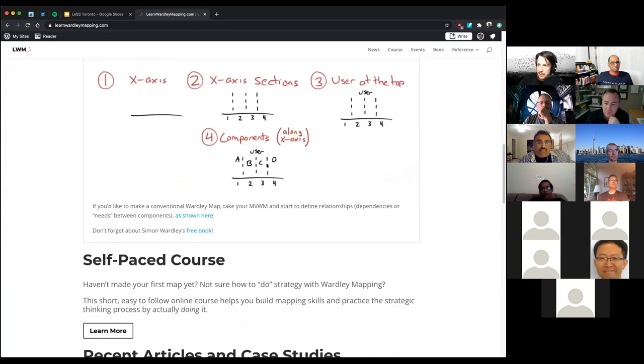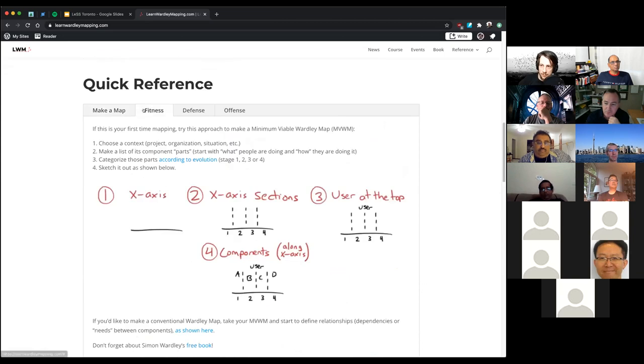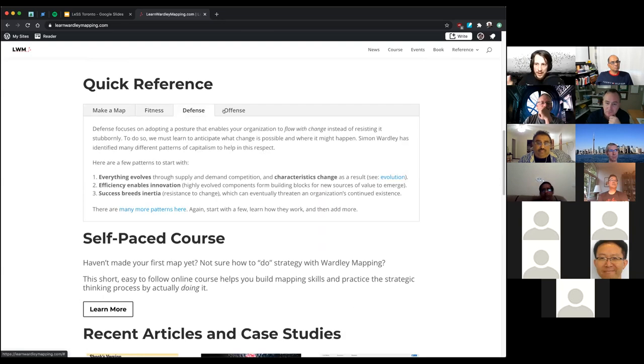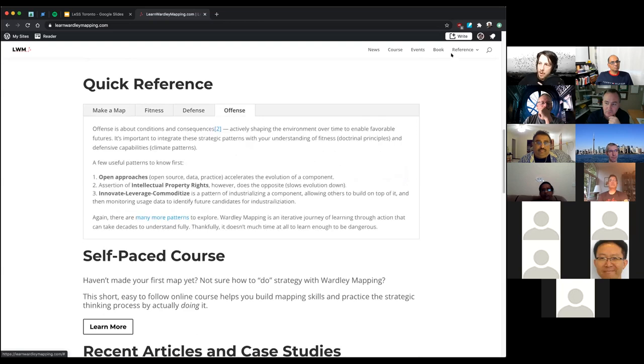I have the same process that we went over as a quick reference down here. I break it down into fitness, defense, and offense. But it's a couple of initial ways to think about things. The more involved version of this is in the reference section up in the top right.